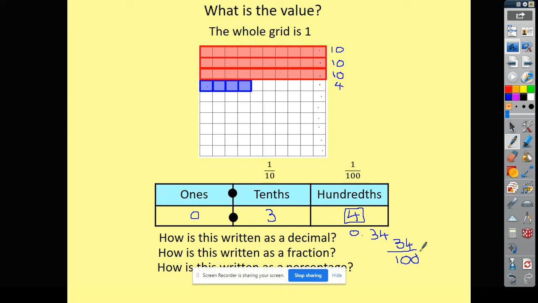Percentages are out of 100. So when we talk about a percentage, we're looking at out of 100. So if I'm saying this is 34 out of 100, I'm saying it's 34%. So if our fraction is out of 100, it's really easy to convert into percentages. That's a really important thing to note, because sometimes we can get our fractions to be out of 100 quite easily. And if we can, that might be a good way to work out our percentages.